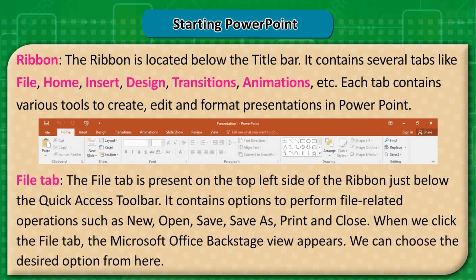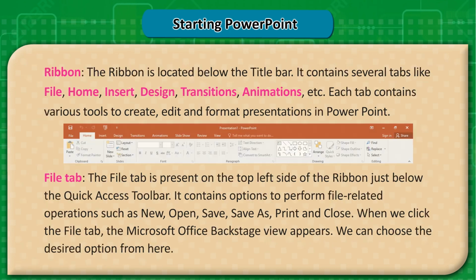File tab. The File tab is present on the top left side of the ribbon just below the Quick Access toolbar. It contains options to perform file-related operations such as New, Open, Save, Save As, Print and Close. When we click the File tab, the Microsoft Office Backstage view appears. We can choose the desired option from here.